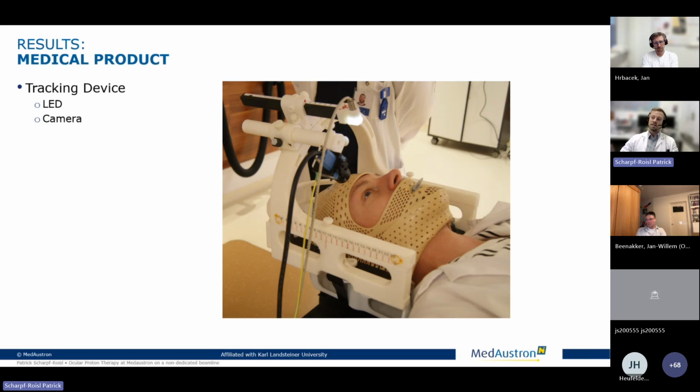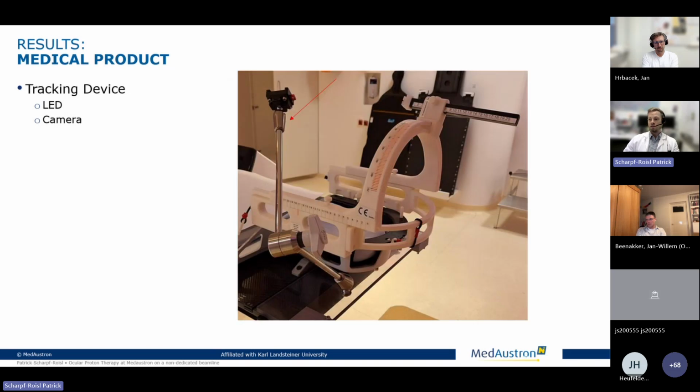The camera setup that we see here is actually an old version, which we have upgraded by now. We now have an independent camera holder mounted to the table, which can be moved more freely in the room. And that makes it easier for us to prevent the camera from being in the path of the X-ray images, being in the path of the LED, or colliding with the nozzle.